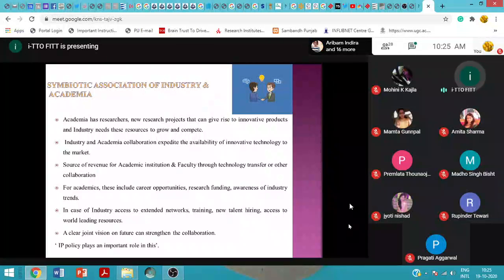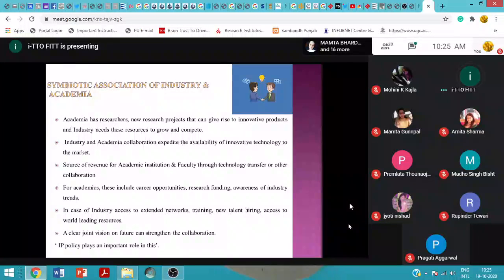Next, we will discuss the Symbiotic Association of Industry and Academia. I think everybody is aware of the term symbiotic association. It is a mutual benefit, for the mutual benefit of both the parties.